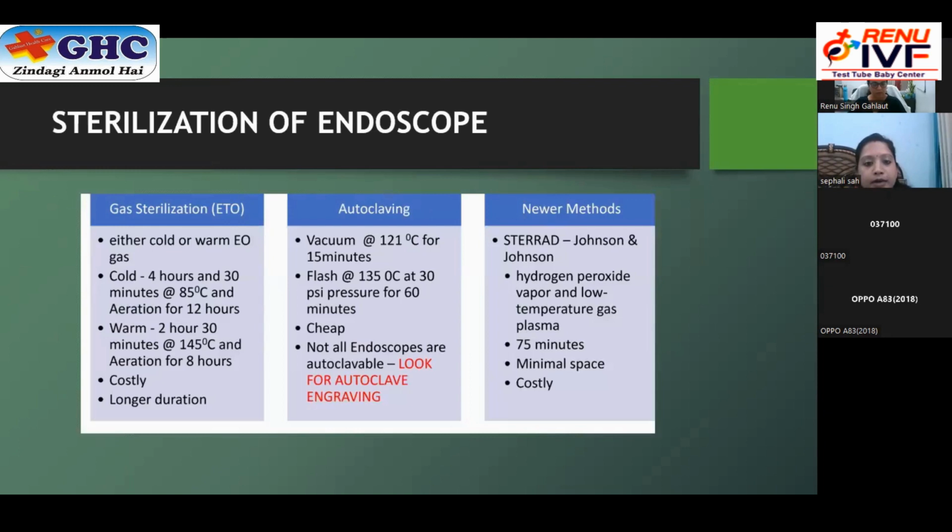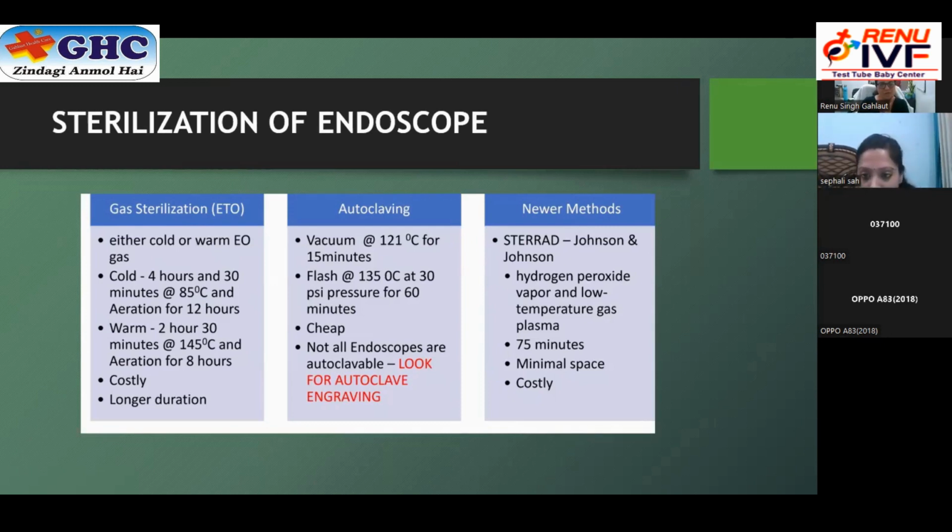Sterilization of the endoscope is by three methods: gas sterilization, autoclaving, and a new method. Gas sterilization is warm and cold. Cold takes 4 hours 30 minutes at 85 degrees Celsius with aeration of 12 hours. Warm takes 2 hours 30 minutes at 145 degrees Celsius with aeration of 8 hours. It is costly and has a longer duration. That's why it is not used; it is used only in very high setups where it is required. It requires a lot of money.